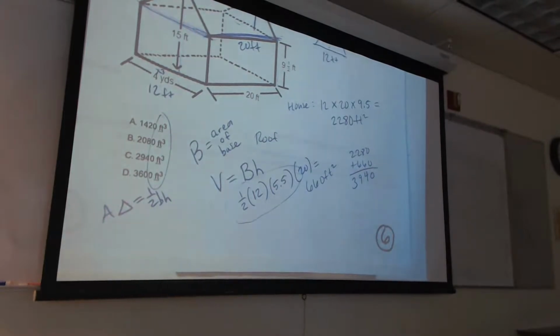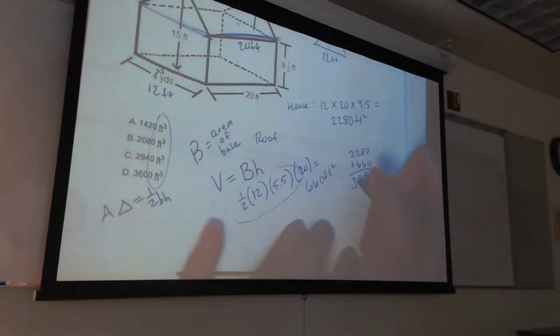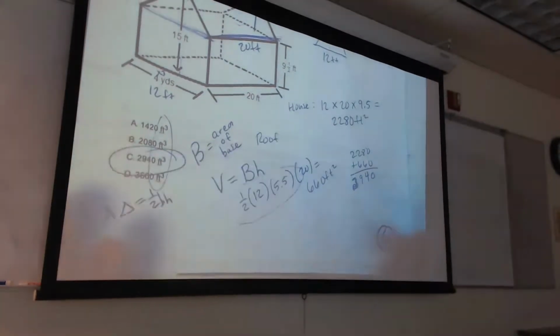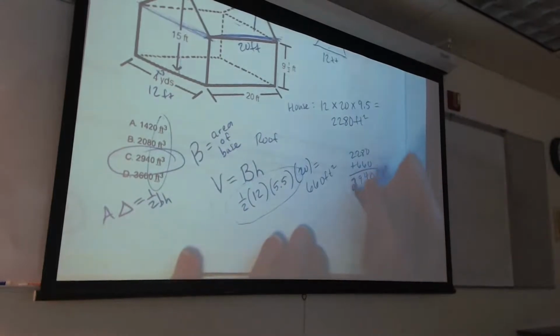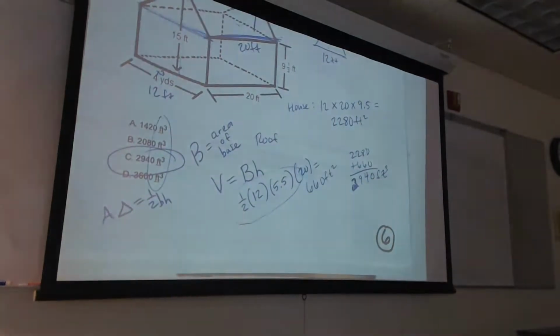2,940? No, 3,940 feet cubed. Just double checking that they are in cubic feet. So a lot. She's like, I'm skipping it. So we found lots of things here.